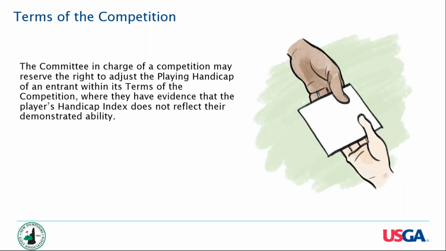The committee in charge of a competition may reserve the right to adjust the playing handicap of an entrant within its terms of the competition where they have evidence that the player's handicap index does not reflect their demonstrated ability. Okay, so something important to note here, the competition committee cannot modify a handicap index, but they can modify the playing handicap for anyone playing in their competition. Okay. They do have that ability. They can't modify a handicap index, but they can modify the playing handicap.